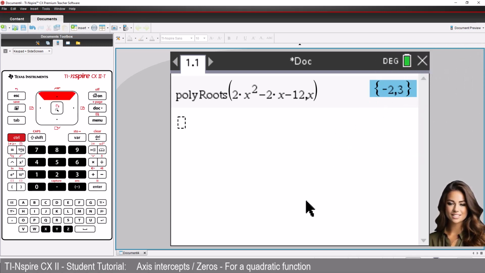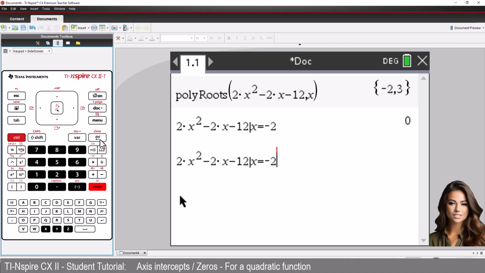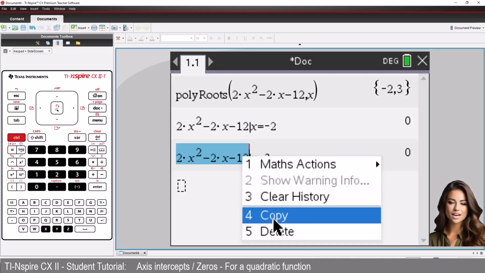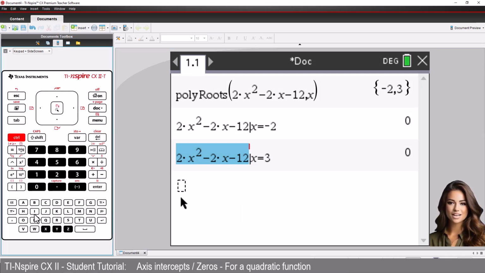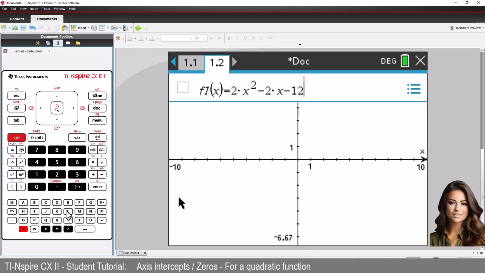It's easy to check the answers by substitution. We can also find the zeros using the graph. Press Ctrl followed by I, and select the graph's application. Enter the equation.